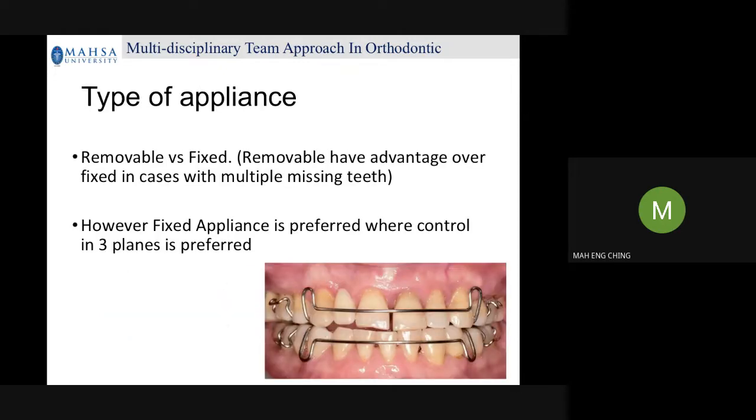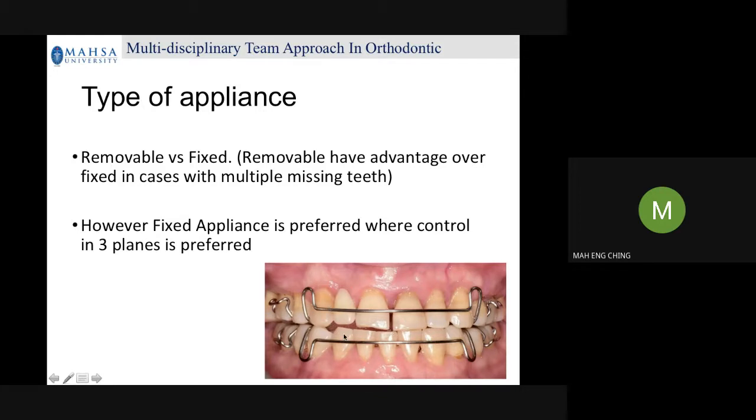What type of appliance can you use? Always consider removable first, because removable usually gives less or lighter force compared to fixed. Removable has an advantage over fixed when multiple teeth are missing. Why? Because with a removable appliance, you can put a prosthesis, false tooth or acrylic tooth, attached to the acrylic plate or base. You see in these pictures, I have one missing tooth, and I have some space in the middle.